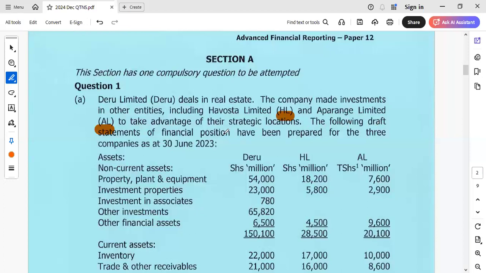The following draft statements of the financial position have been prepared for the three companies as at 30th June 2023. So you have Deru, you have HL, you have AL. But when you look at the amounts of AL, they are in T shillings. Then others are in shillings. Okay, so it means that you have a foreign subsidiary in this question.